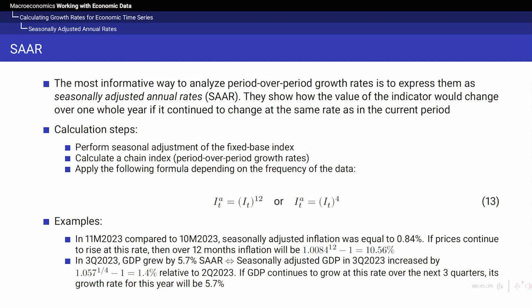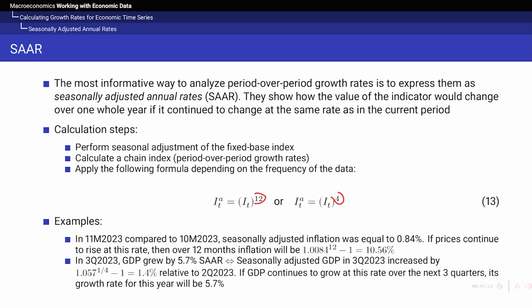To calculate seasonally adjusted annual rates, we need to perform three steps. Firstly, do the seasonal adjustment of the fixed base index. Secondly, calculate period-over-period growth rates, as discussed earlier. Thirdly, these growth rates have to be raised to the power of 12 or to the power of 4, depending on the frequency of the data, monthly or quarterly.